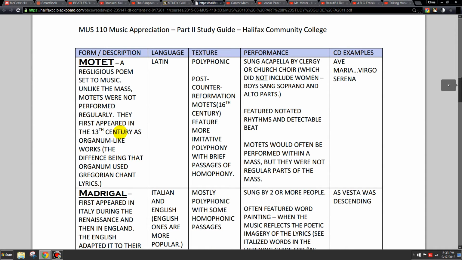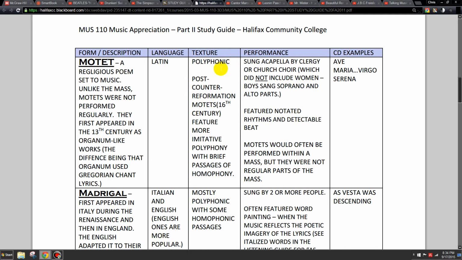Motets first appeared around the 13th century as organum-like works. The organums are again based more on Gregorian chants. Some motets borrowed parts of Gregorian chants to help give it some credibility, but most of the motets were original compositions. They are still going to be in Latin because they're still within the Catholic Church. We're in the 13th century now. It's not till the 1500s, the 16th century, that the Protestant Reformation begins to brew up. So we're still in a unified Catholic Western Europe, and so the Latin is still the main language.